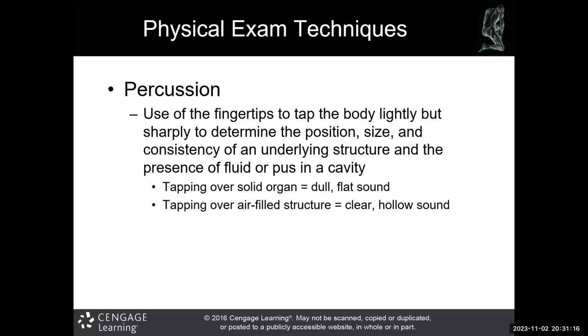Percussion is where they use the fingertips to tap the body lightly. So they'll put 2 fingers and then kind of tap those fingers and move it around, and they're listening, because if it's a solid organ, they'll hear a dull, flat sound, and an air-filled structure will be clear and hollow. So a healthcare practitioner who does exams like this is trained to listen for the different sounds.